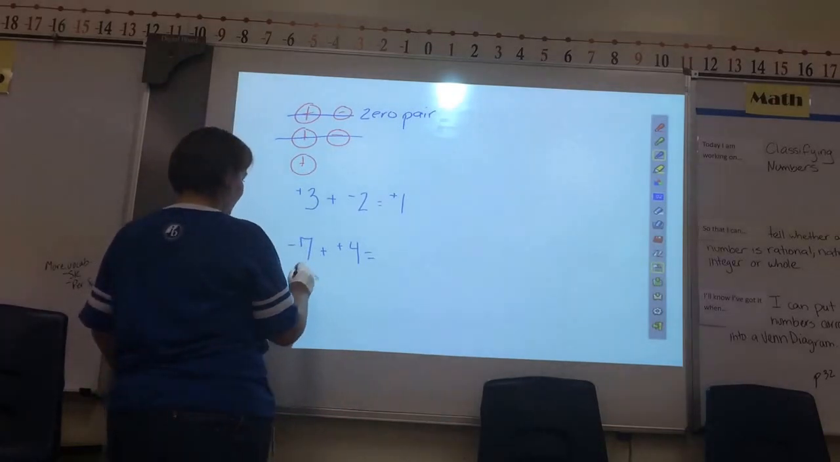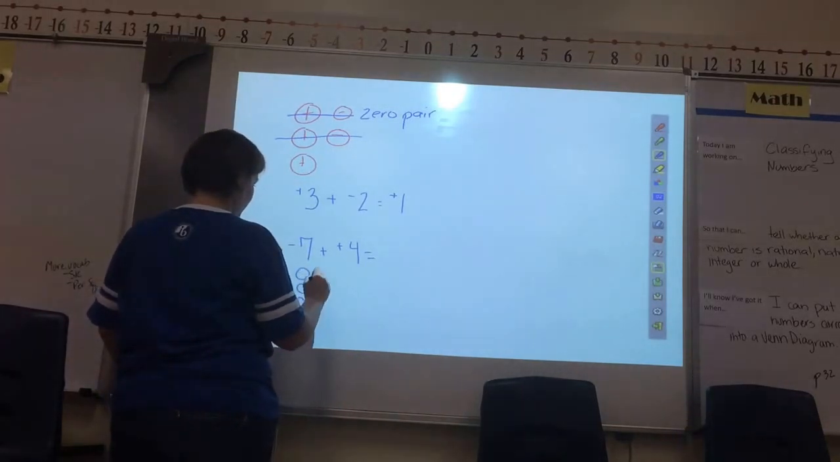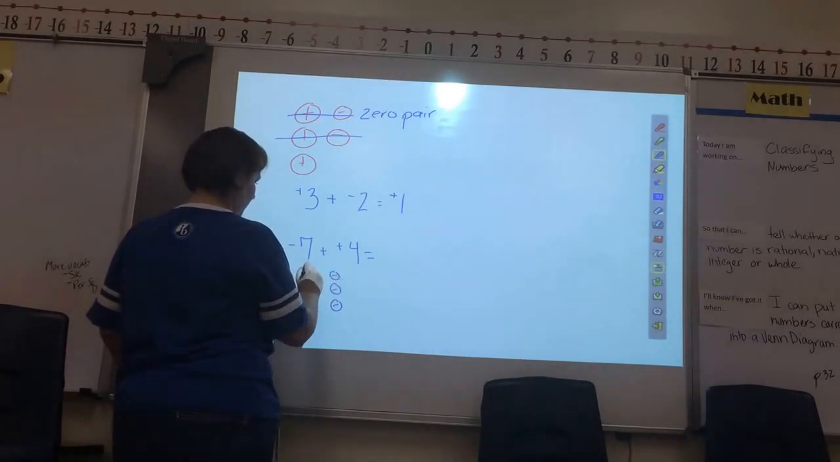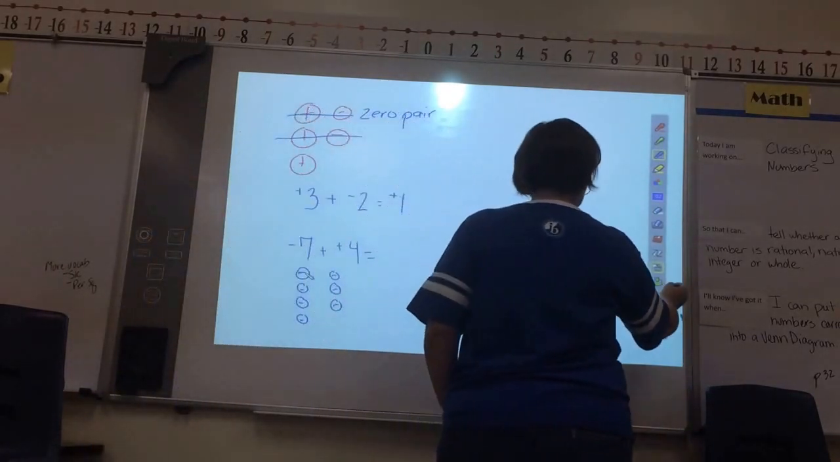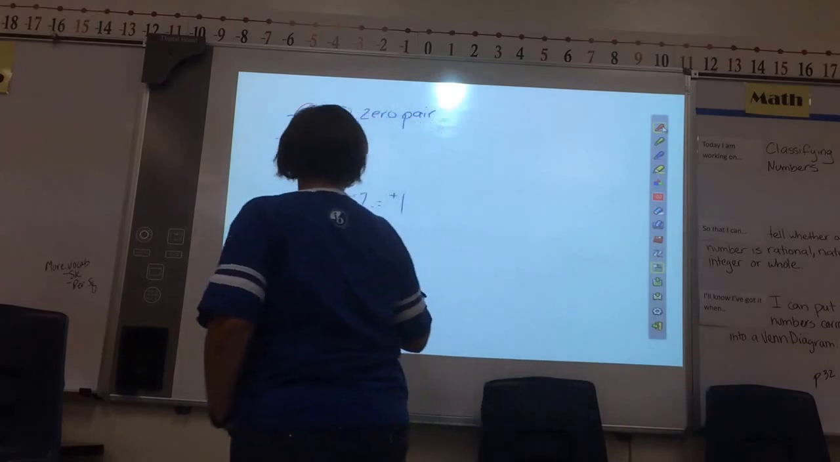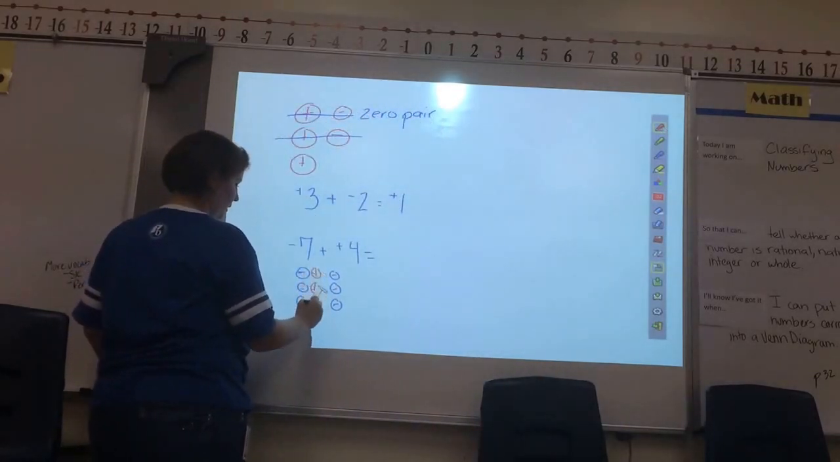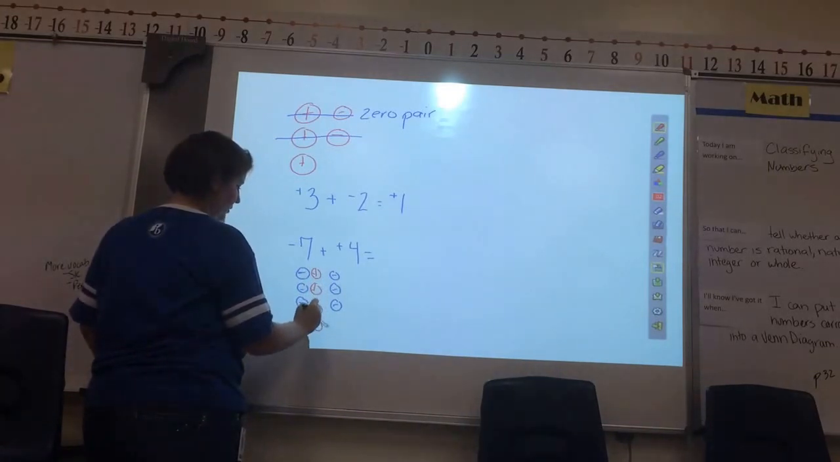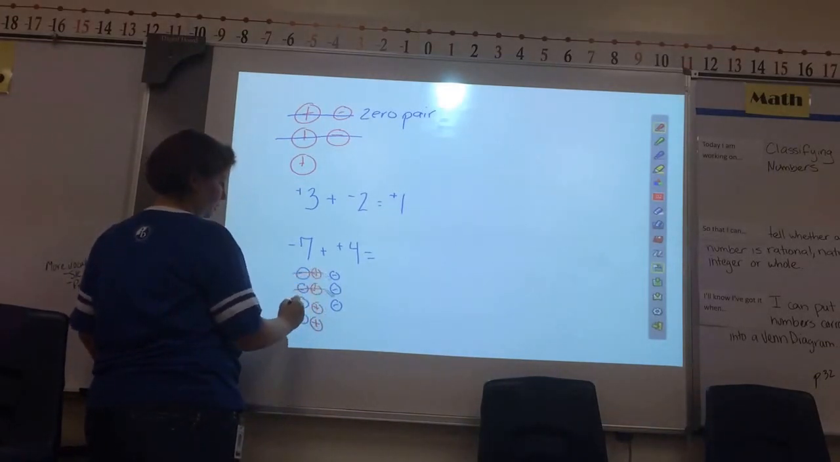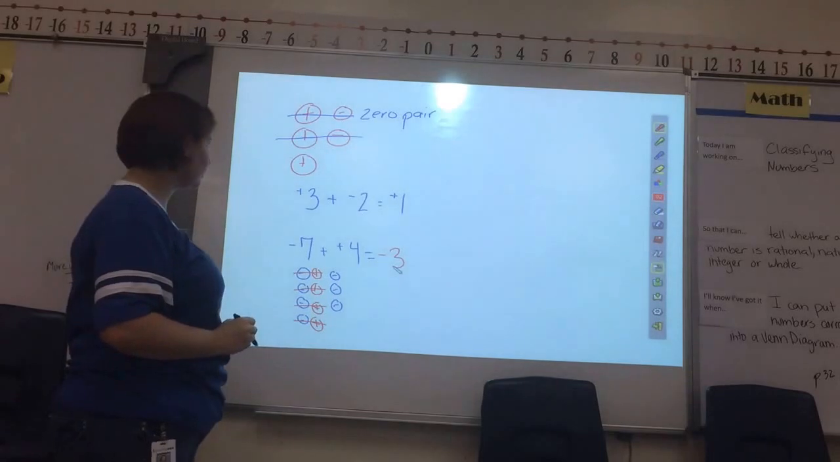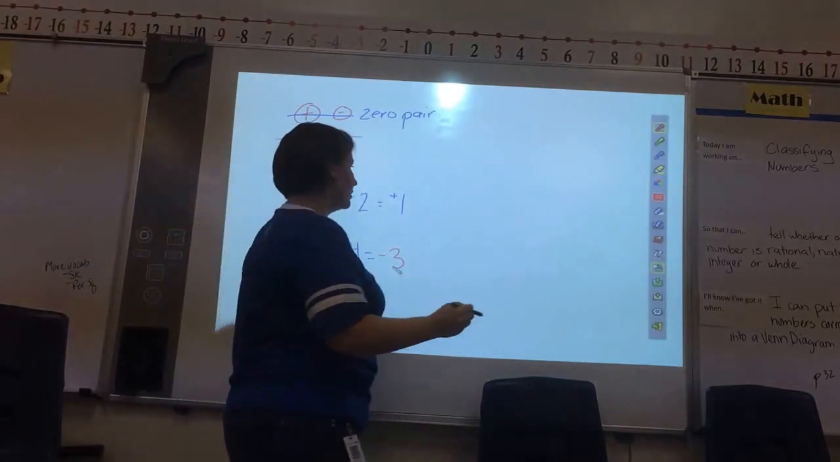All right, so I have 7 negatives. And I get my 4 positives, and I'm lining them up so I can make zero pairs nice and easy. Those 4 go away. I'm left with negative 3. The other way we talked about was on a number line.